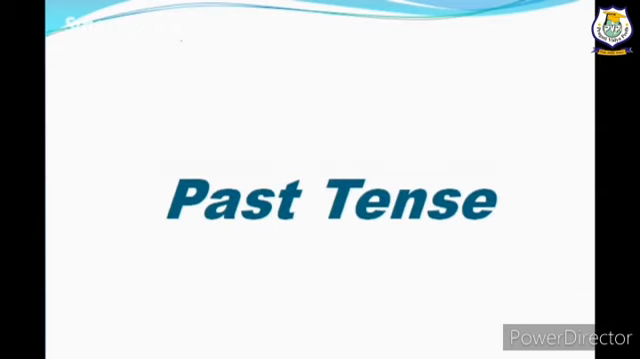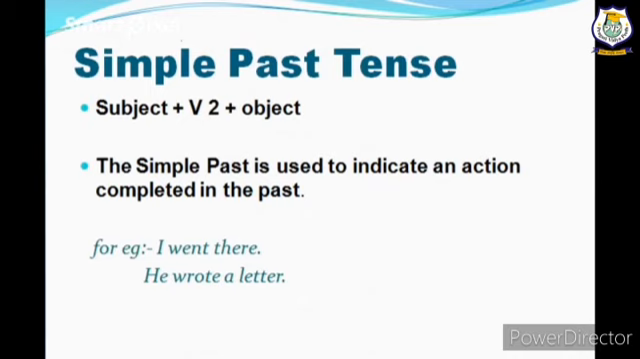Next is the past tense. The past tense is used to describe things that have already happened. For example, earlier in the day, yesterday, last week, 3 years ago. Simple past tense: subject plus verb second form plus object. The simple past is used to indicate an action completed in the past. For example, I went there, he wrote a letter. In both sentences, we have used second form of the verb.